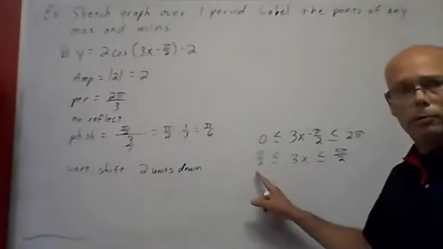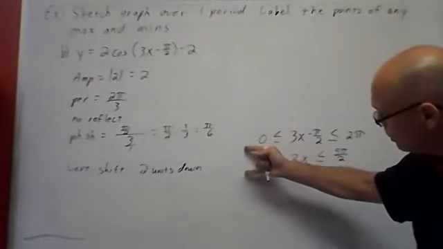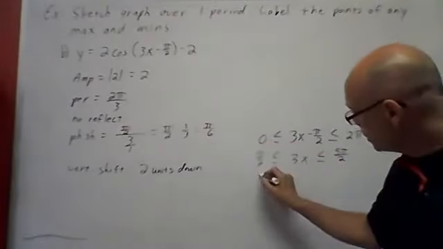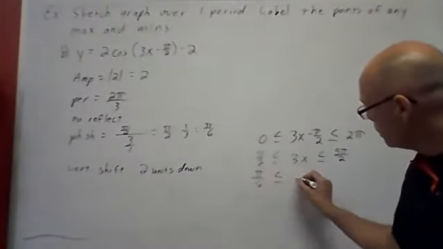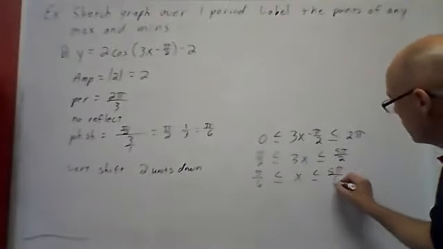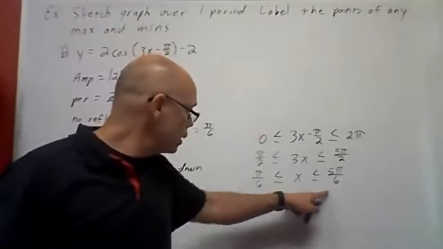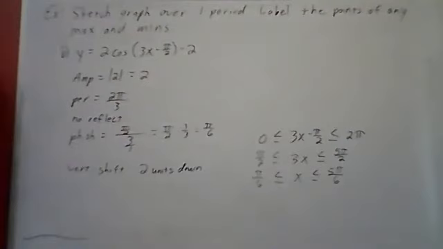Now we could either think of dividing each one of these sides by 3 or multiplying by the reciprocal of 3, multiplying by 1/3. Multiplying by 1/3 here is easier, so you can do that in your head. You get pi over 6 is less than or equal to x, which is less than or equal to 5 pi over 6. So what does this mean? I'm going to draw my first period between pi over 6 and 5 pi over 6.